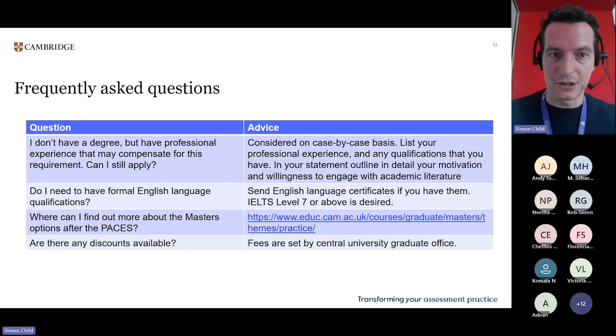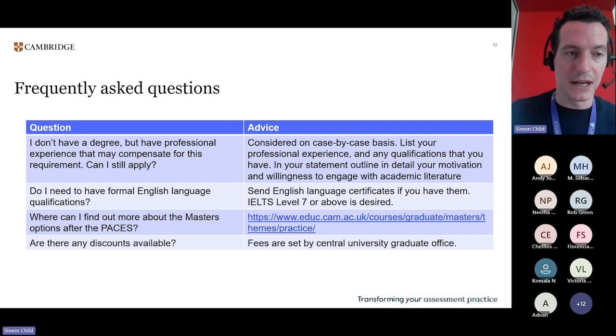List your professional experience, and any qualifications that you've had, such as diplomas and so on, that are at an undergraduate level, if not the full undergraduate degree. And also try and indicate your motivation and willingness to engage with the academic literature.